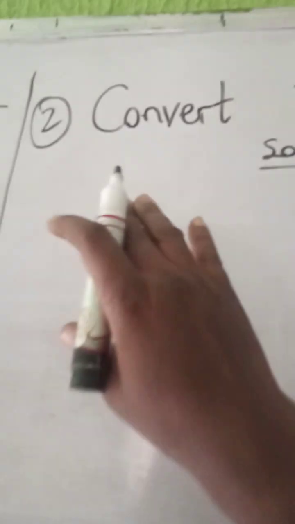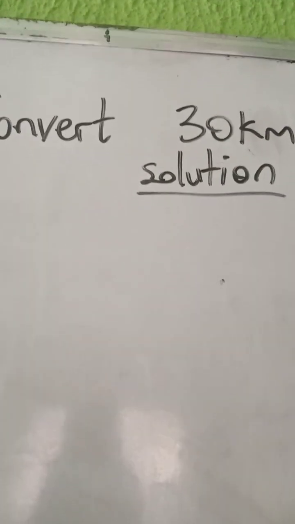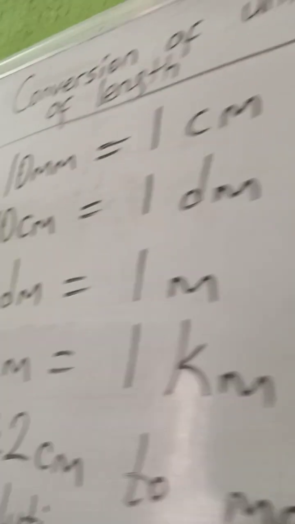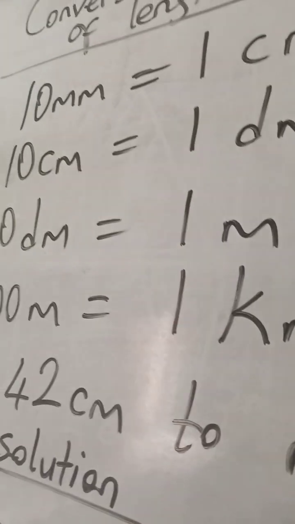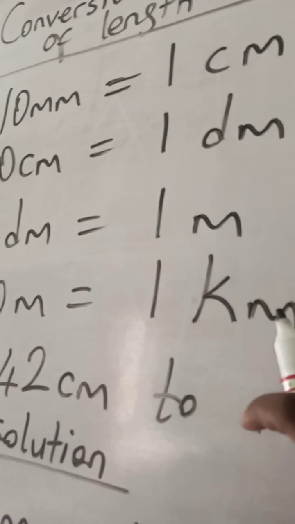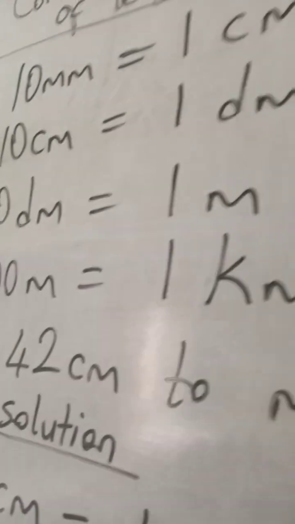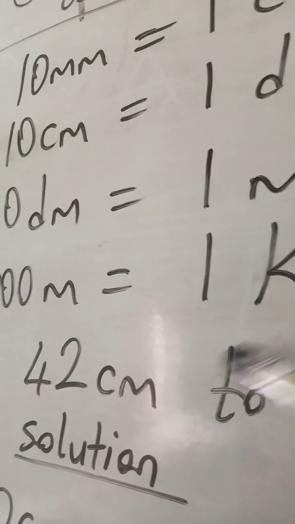On this side, we're to convert 30 kilometers to centimeters. How do we do that? Again, we'll check on our table which is bigger, centimeters or kilometers. Centimeters is obviously smaller. All right, kilometers is bigger. So we'll check how many centimeters will make 1 kilometer. Again, we'll go through the route, the centimeters, and this is 1 kilometer.